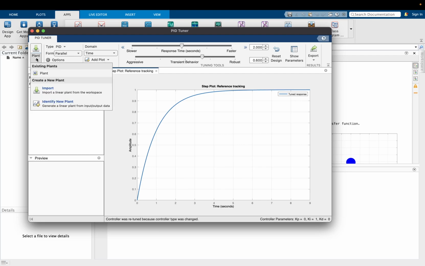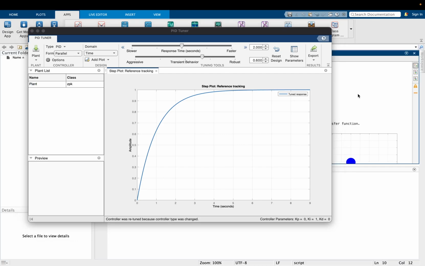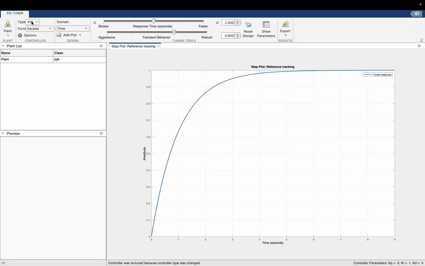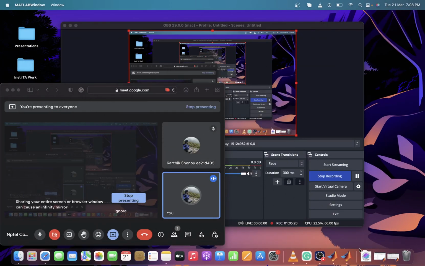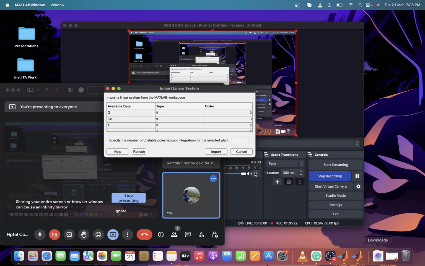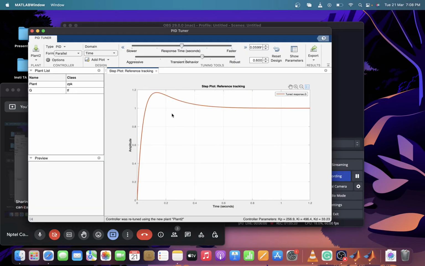Okay, so I'll just, okay, I'm not sure why it's, okay, just a second. Oh, I think it was open already. Yeah, it was here. So this is my plant. I'll import it. Okay, so if you see here, already it has given me a beautiful plot. It goes to 1.